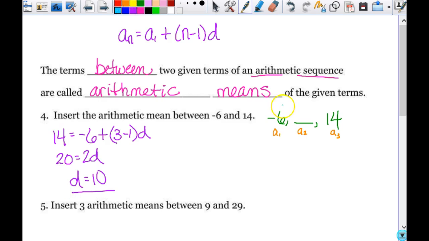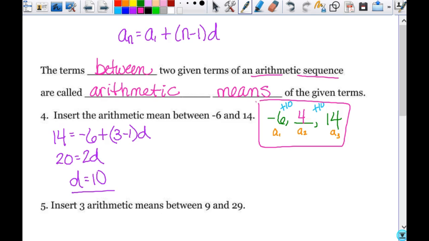Right, so what that means here is that is my common difference. So right here, I can take that -6 and I can add 10, and whatever this term is, I add 10, and I should get to 14. So what is -6 plus 10? 4. And then 4 plus 10 is 14. Okay, so here's my inserted arithmetic mean.